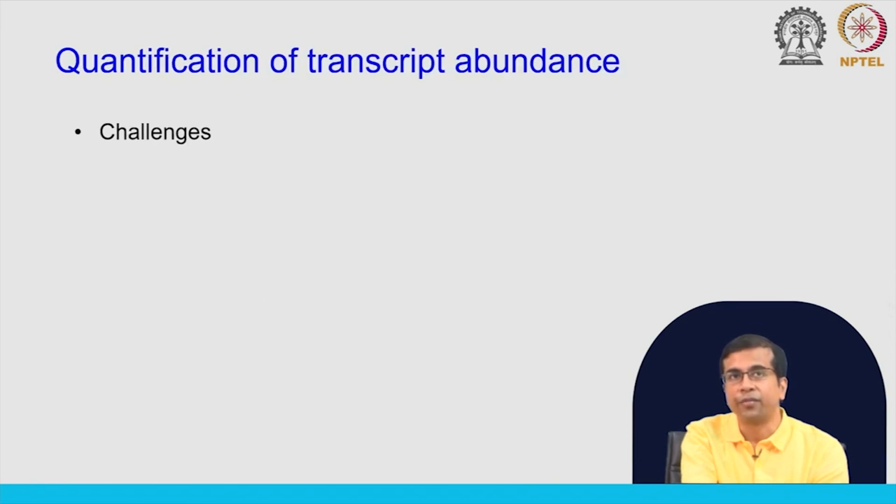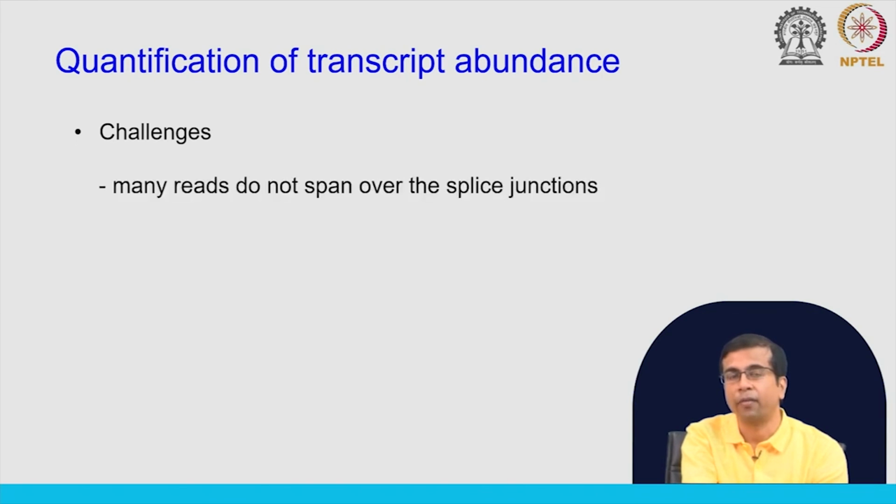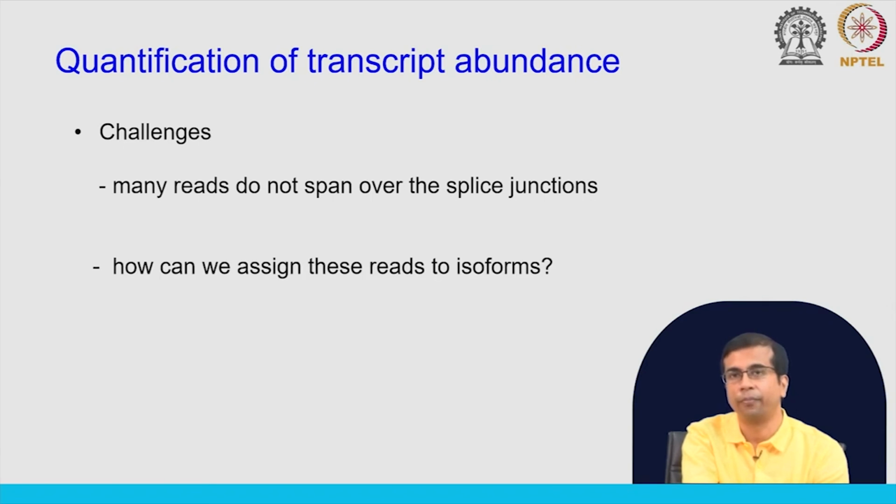Now, what are the challenges for transcript abundance quantification? We will end with some of these discussions. One of the things is that many reads do not span over the splice junctions. As we have seen in the case of short read data, most of them will be mapping to the exon regions. So, using these reads in short read sequencing, how can we assign these to isoforms? How do you identify isoforms? This is a huge challenge for us.